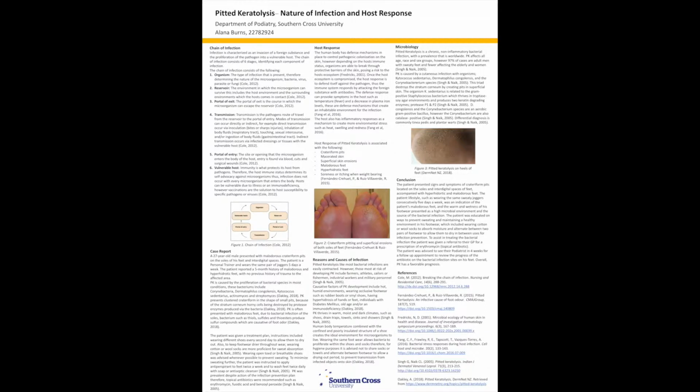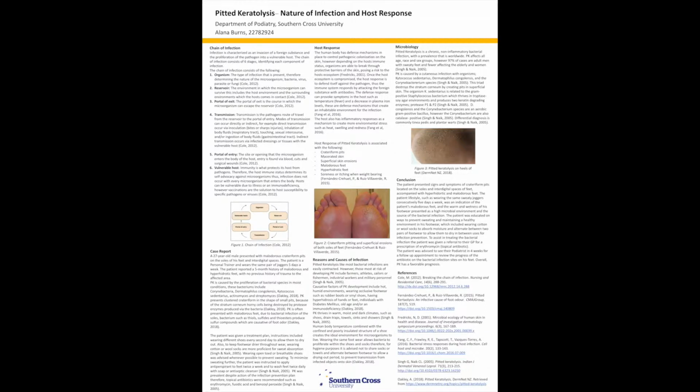The chain of infection consists of the following. Stage 1. Organism. Organism determines the type of infection that is present, therefore determining the nature of the microorganism as to whether it's a bacteria, virus, parasite, or fungi. Stage 2. Reservoir. The environment in which the microorganism can survive. This includes the host environment and the surrounding environments which the host comes in contact with.